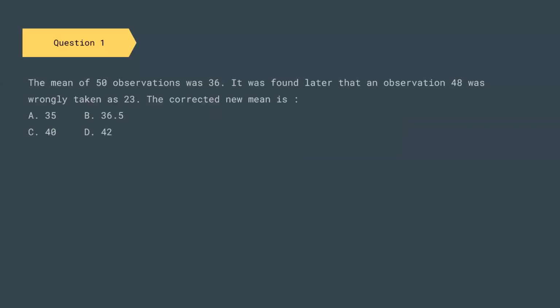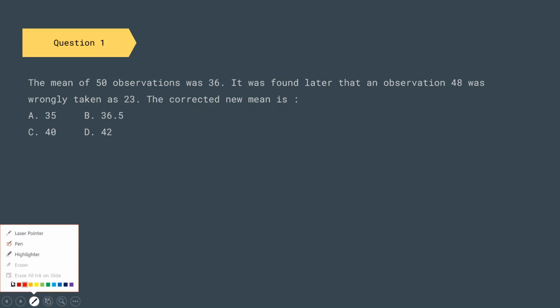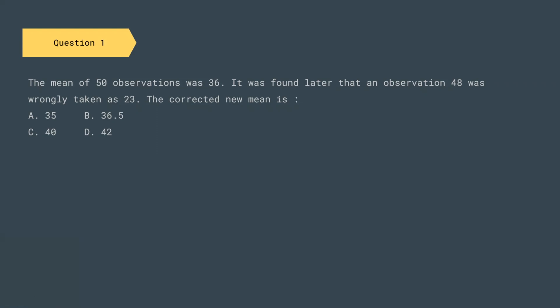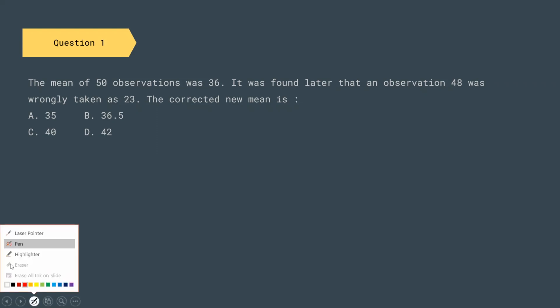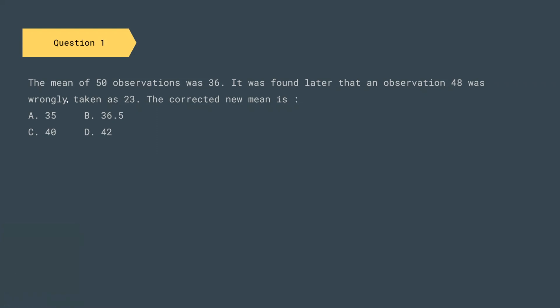Let's look into our first question. A mean of 50 observations was 36. It was found out later that an observation 48 was wrongly taken as 23. The corrected new mean is?